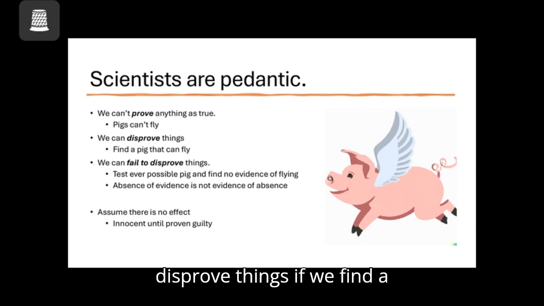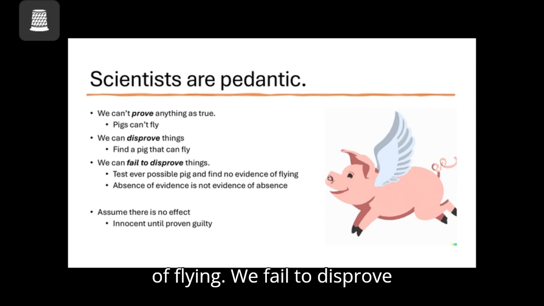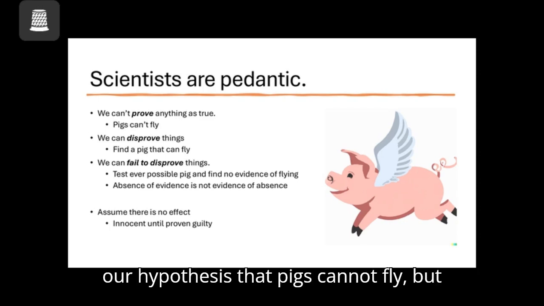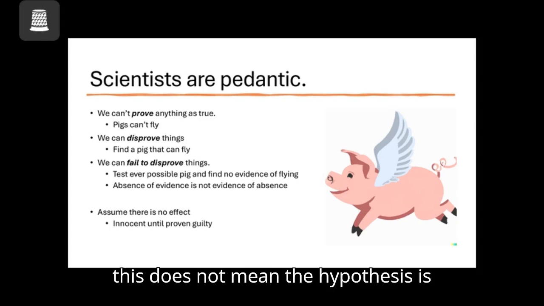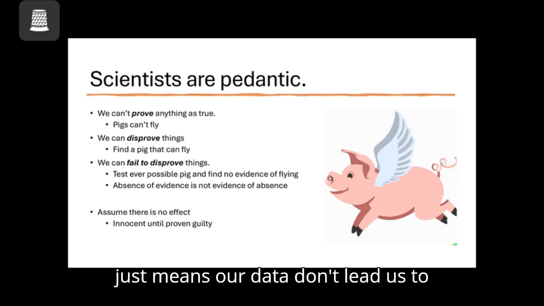Now we can disprove things. If we find a flying pig, that can disprove our hypothesis that pigs cannot fly. This would lead us to reject the hypothesis that pigs cannot fly. We can also fail to disprove things. If we test every pig ever and find no evidence of flying, we fail to disprove our hypothesis that pigs cannot fly. But this does not mean the hypothesis is true. It just means our data don't lead us to reject it.